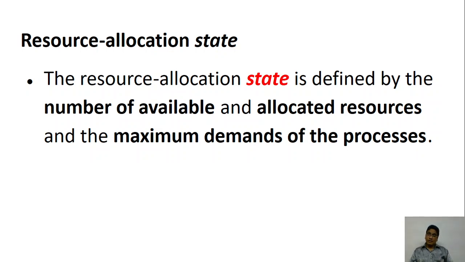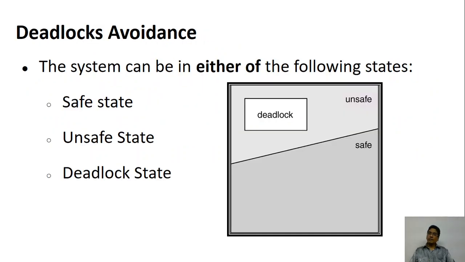So, how much I have, how much I have given, and how many requests will come. All these values will define the state of our system. Now, when we look at deadlock avoidance, the system can be in one of these states.